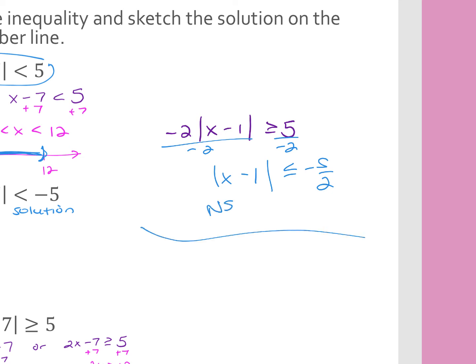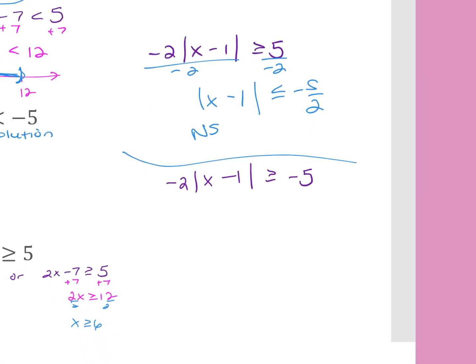So this would be no solution, but let's say it said this. If I had that statement, I would first divide by negative 2. Absolute value of x minus 1 would be less than or equal to 5 halves. And it's a less than, so it would be an and statement. Like that. So you can't determine if it's an and or an or until that absolute value is isolated.